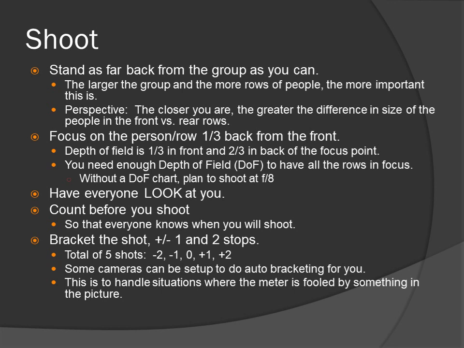You want to focus on the person or row about a third back from the front. The depth of field is 1/3 in front and 2/3 in back of the focus point. You need enough depth of field to have all the rows in focus. Unfortunately, without a depth of field chart, it's a little hard to do that. Plan to shoot at about f8. That should take care of it. If you don't do that, the only thing that may be in focus is the one row that you have focused.